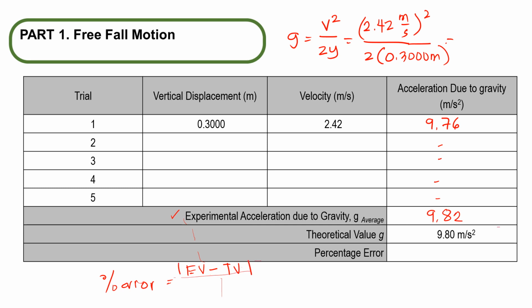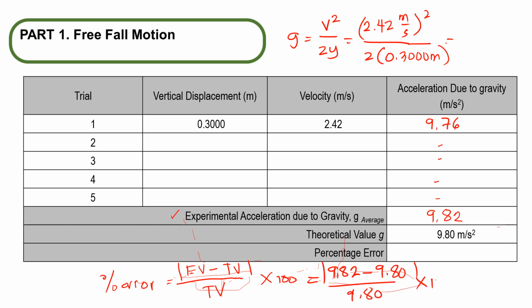So this is absolute value. Meaning if you get a negative value, you just have to make that positive. This is divided by the true value multiplied by 100. Since the given values are 9.82 and 9.8, let us compute the percentage error. This is simply equal to |9.82 minus 9.80| over 9.80 multiplied by 100.